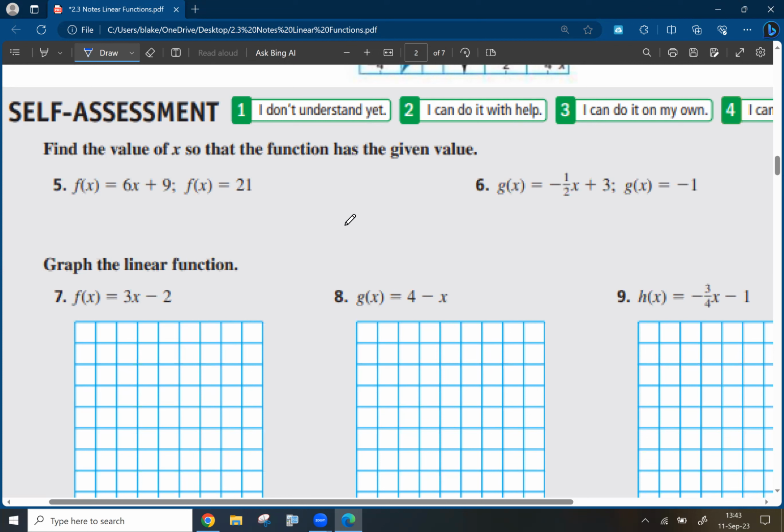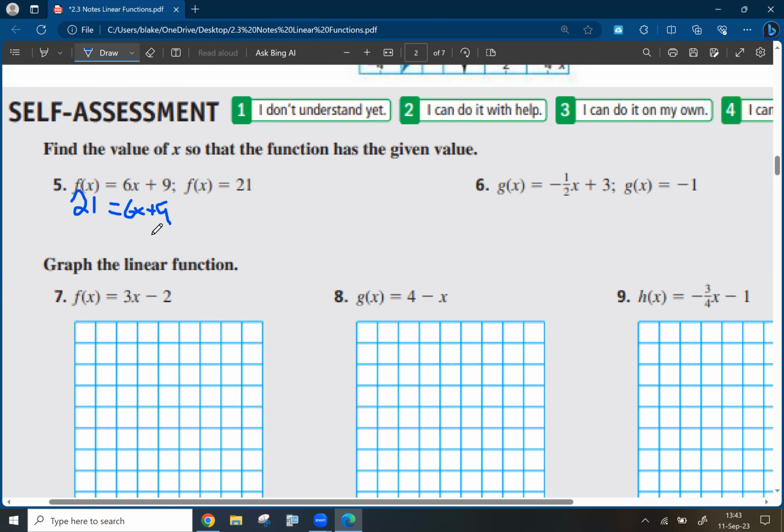For number 5 and 6, same story. You're going to plug in the 21 as essentially the y value. So this would be 21 as the f of x equal to 6x plus 9. You can tell I wish I had my pen working. It does this sometimes. I usually will pause the video and make the second one, but I'm kind of in it now. All right, so anyway, you plug the 21 in.